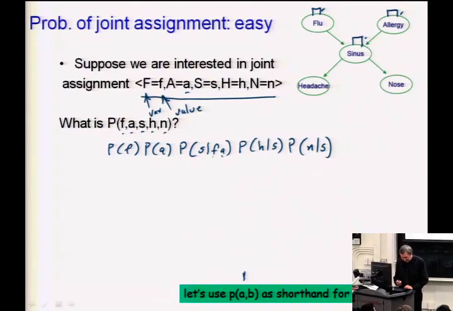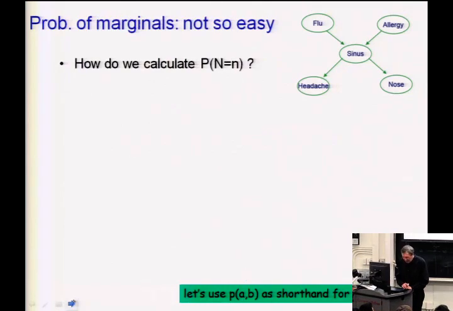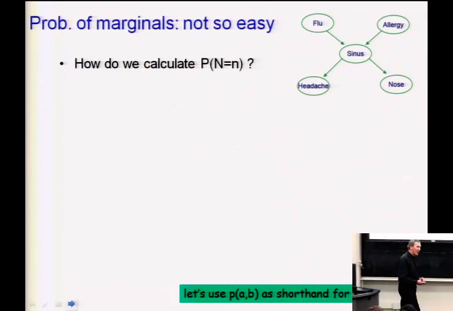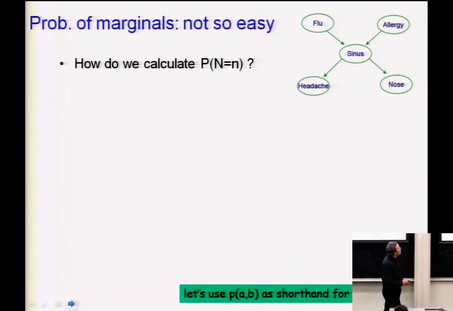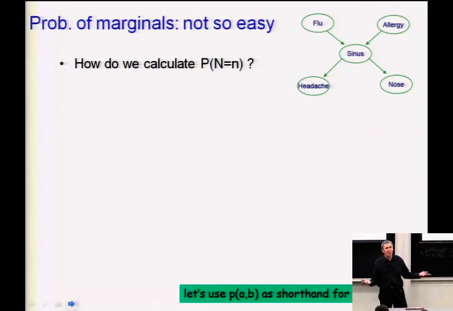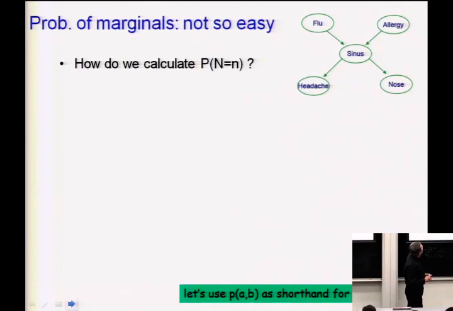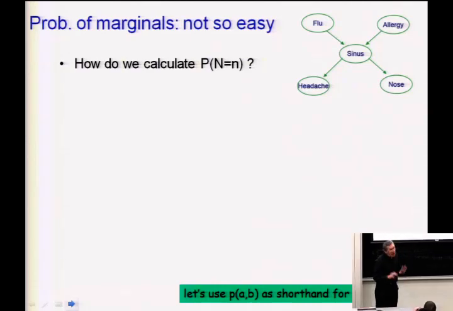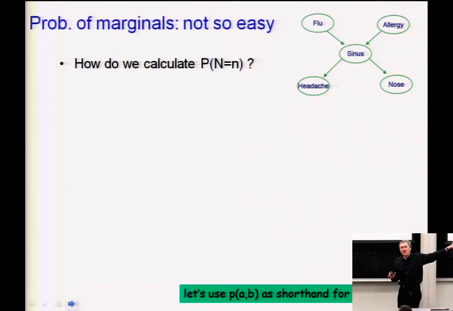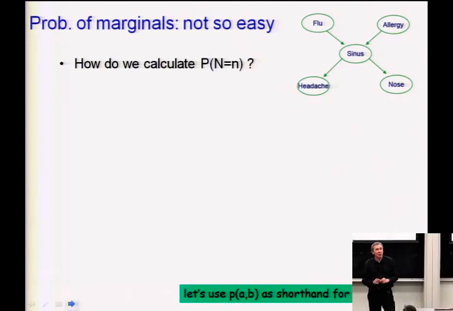So that's nice. Okay. And here's a harder problem. How would we calculate what's called the marginal probability, because it only involves a subset of the variables? How would we calculate the marginal probability? That is, in this case, the probability that the variable n takes on a particular value.